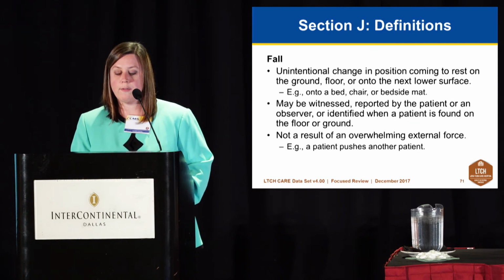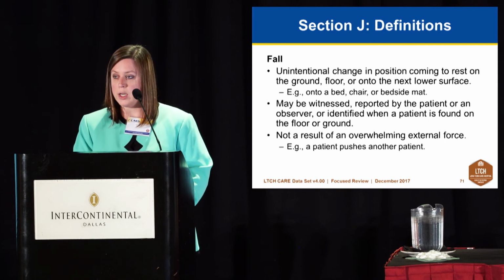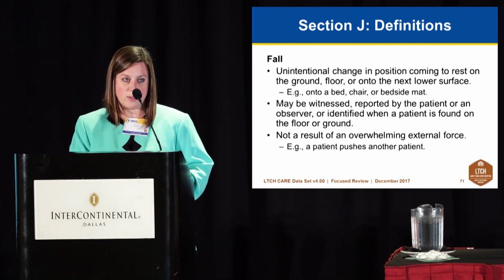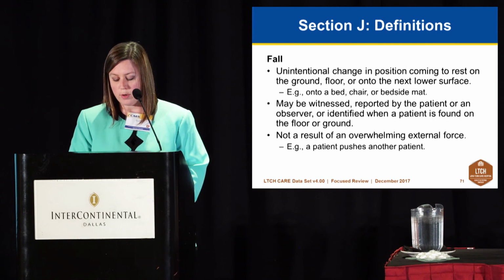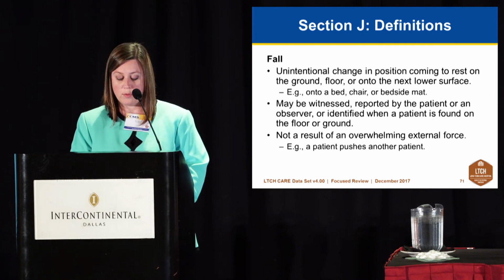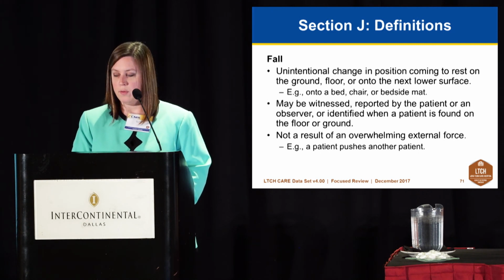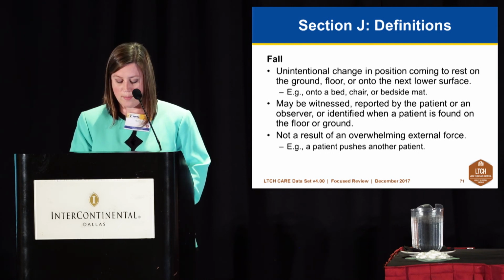There are some very important definitions associated with Section J. A fall has a very specific definition, and it's defined by an unintentional change in position, coming to rest on the ground, floor, or onto the next lower surface, for example, onto the bed or chair or beside a mat beside the bed. It may be witnessed, reported by the patient or an observer, or identified when a patient is found on the floor or the ground. And it cannot be the result of an overwhelming external force. So for example, if one patient pushes another patient, we would not consider this a fall in Section J.